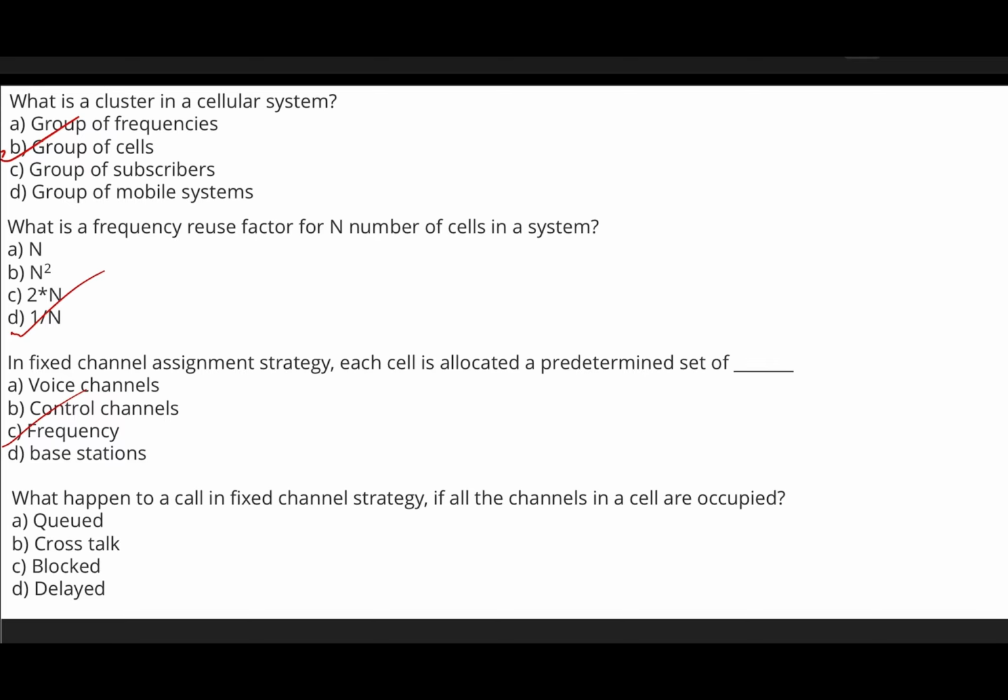What happens to a call in a fixed channel strategy if all the channels in the cell are occupied? Option A, queued. Option B, crosstalk. Option C, blocked. Option D, delayed.